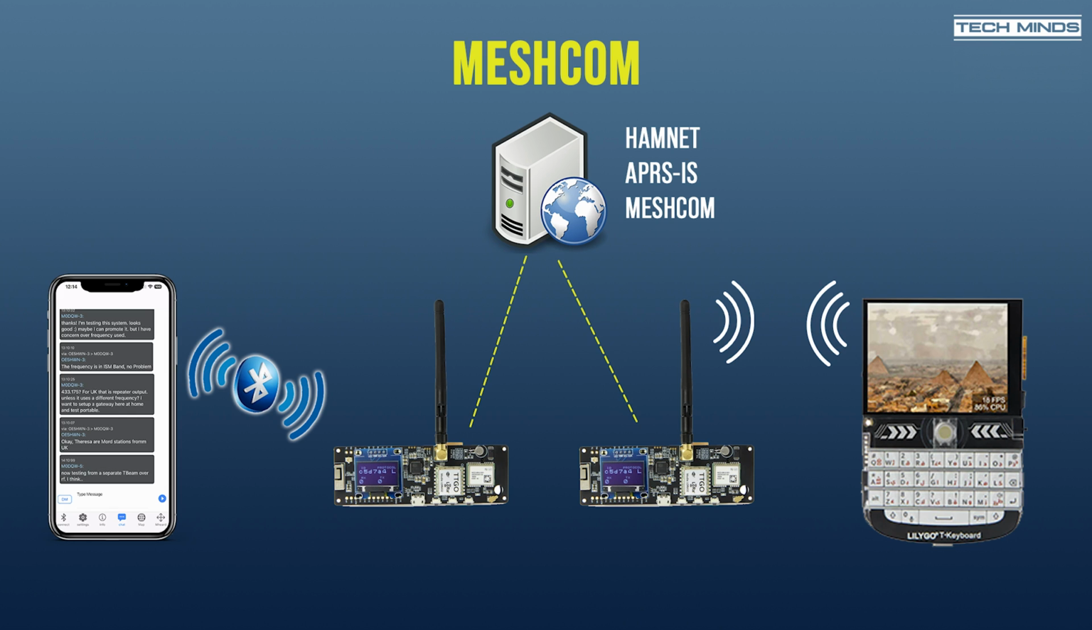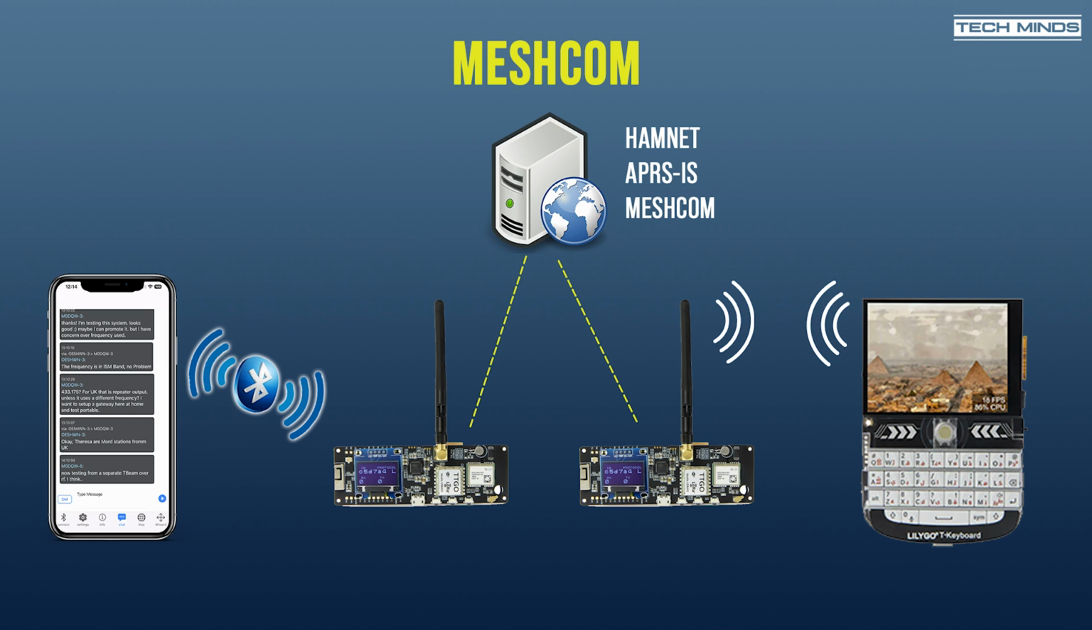On the left, we have a mobile device running the MeshCom app, which connects to the gateway on the left via Bluetooth, allowing messages to be sent and received via the app. On the right, we have a T-Deck, which only communicates via LoRa RF. Now, there's no Bluetooth or Wi-Fi connection between that and the gateway node.